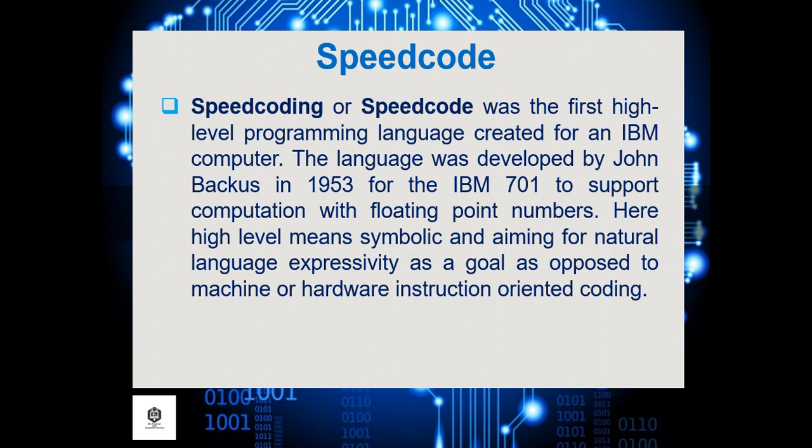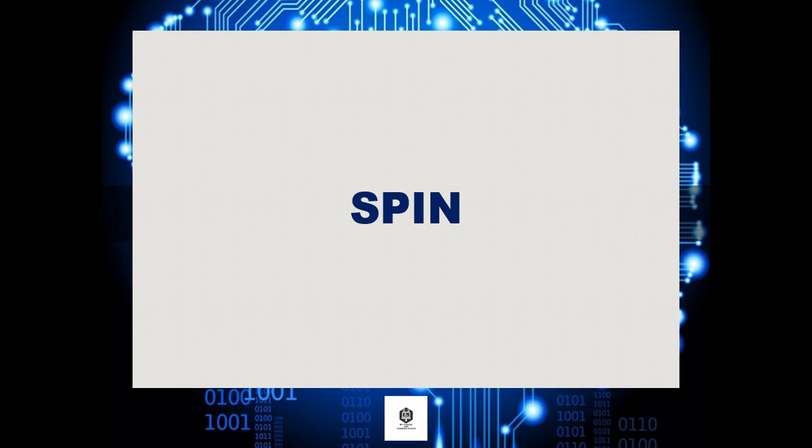Speedcoding, or Speedcode, was the first high-level programming language created for an IBM computer. The language was developed by John Backus in 1953 for the IBM 701 to support computation with floating point numbers. Here, high level means symbolic and aiming for natural language expressivity as a goal, as opposed to machine or hardware instruction-oriented coding. Spin.